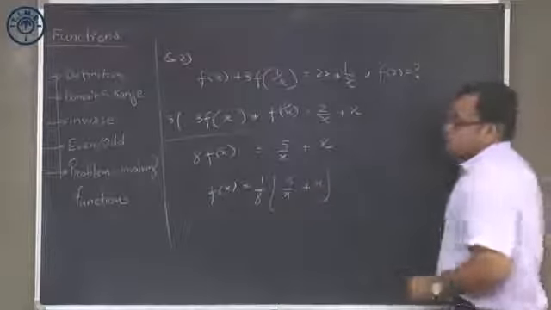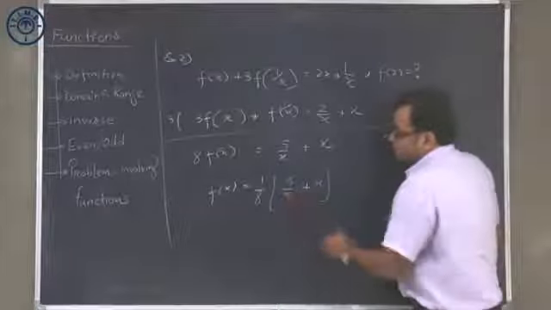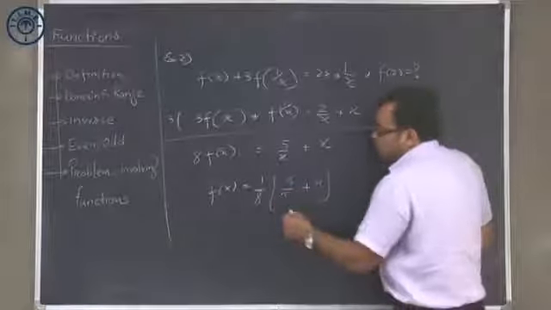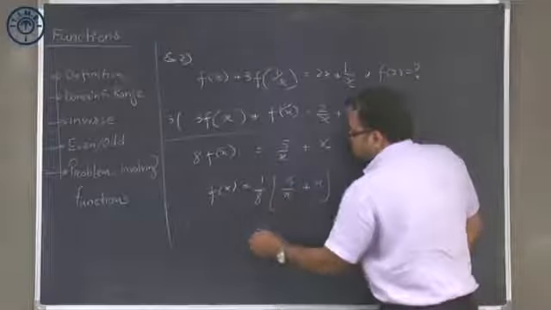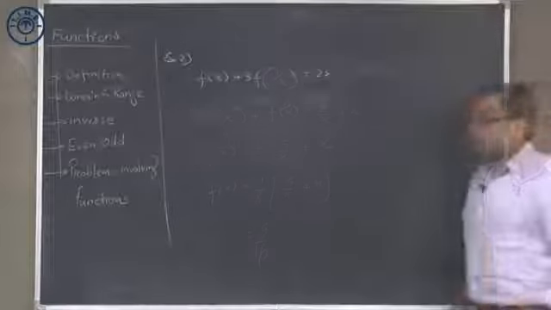x is given as equal to 2. If I make x = 2, this will become 5/2 + 2. This is equal to 9/2. 9/2 times 1/8 is 9/16. That is your answer. Next question.